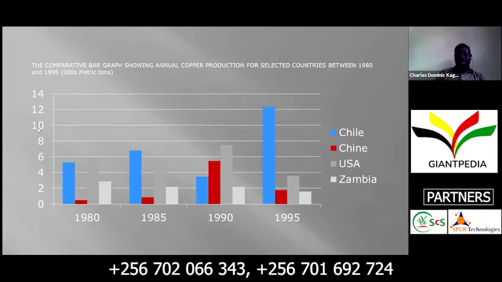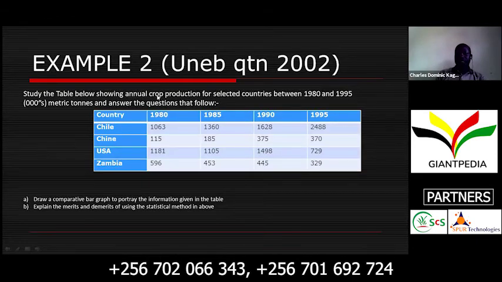Of course, on this side, we know what we are supposed to represent, because the information which has been given to us is in thousands. So you choose the appropriate scale you want to use. Look at this. What is the highest? You'll find out that the highest is this, 2488.